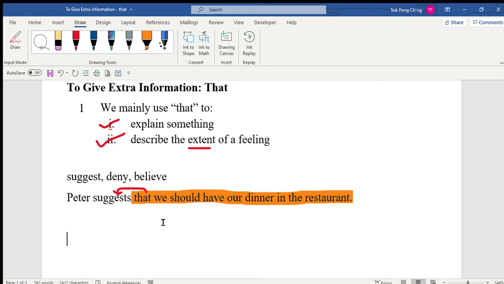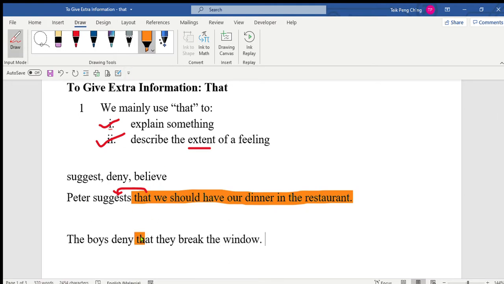Next, "deny." The boys deny. What do they deny? So you want to further explain. So the boys deny that they break the window. So again, the "that" phrase here gives us further explanation about what the boys deny.